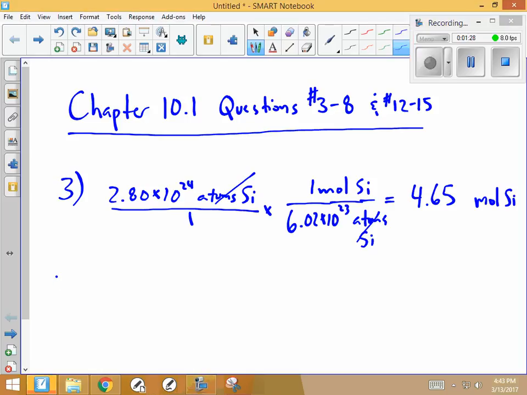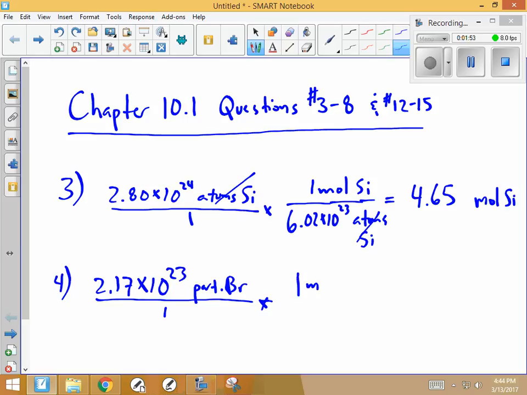Number 4. We have 2.17 times 10 to the 23rd particles of bromine. Again, I put it over 1 so I can remember I'm working with fractions. I want to know how many moles we have. So we have 1 mole of bromine over 6.02 times 10 to the 23rd particles.